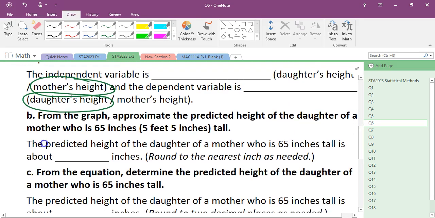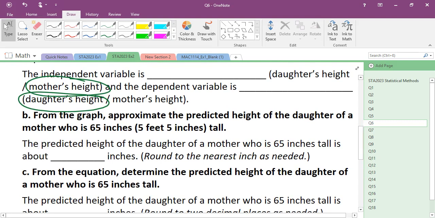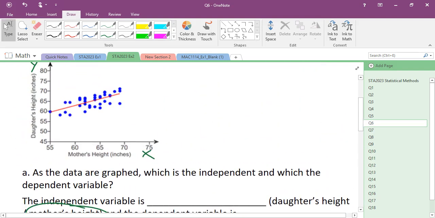All right, so now using the graph, from the graph, approximate the predicted height of the daughter of a mother who is 65 inches tall. So it says round to the nearest inch. So if we are 65, see if I can use a nice little draw tool in here. Adjust that over.